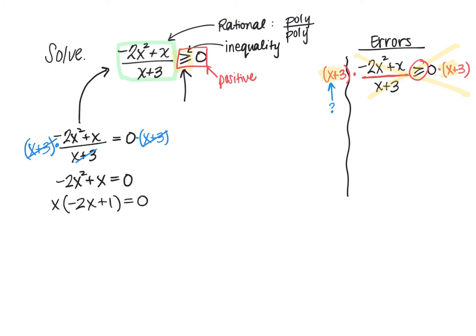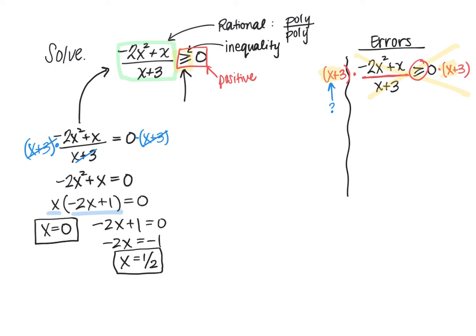Then remember, we have two factors here. We have x, and then that's multiplied by negative 2x plus 1. So we have to set each of those factors equal to 0. And if we continue solving, we'll get x is equal to 0 and x is equal to 1/2. So these are the zeros, or the values of x, that will cause the output to equal 0. Graphically, these would be the x-intercepts.